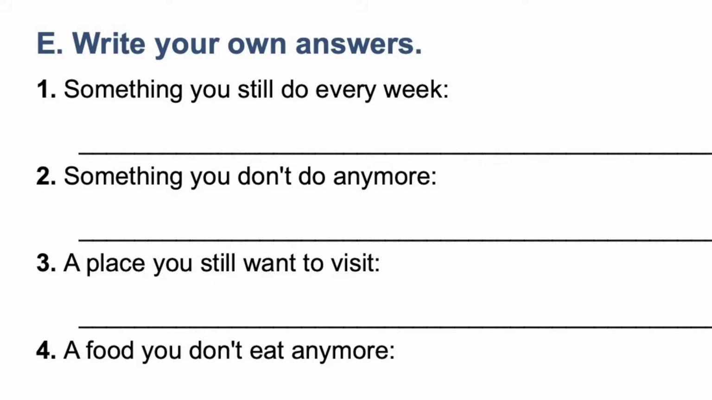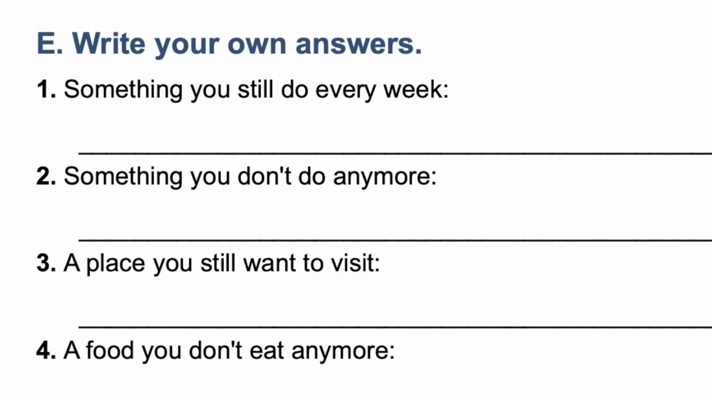Number 3, a place you still want to visit. And a food you don't want to eat anymore. So number 3, a place you still want to visit. That means you haven't done it yet, but you still want to do it, right? And then number 4, you had it, but you don't want to eat it anymore. You had it once and you don't like it, so you will not eat it anymore.